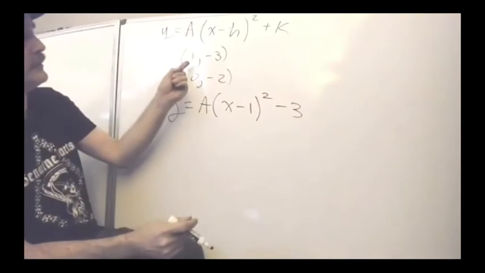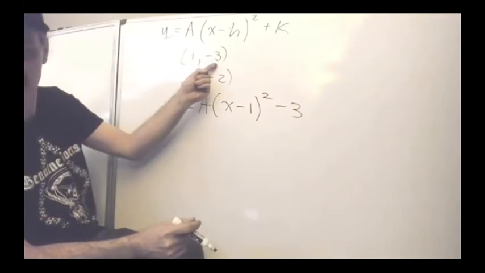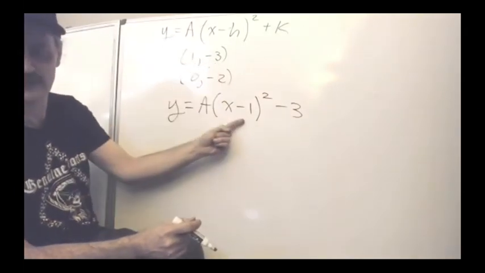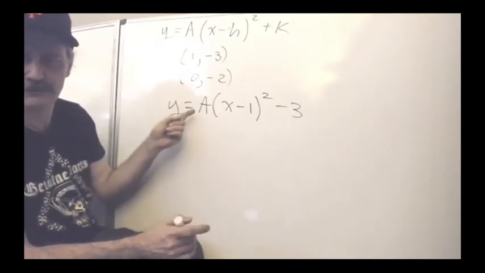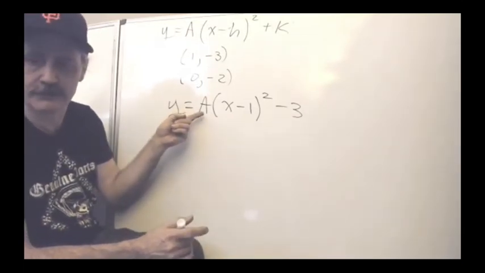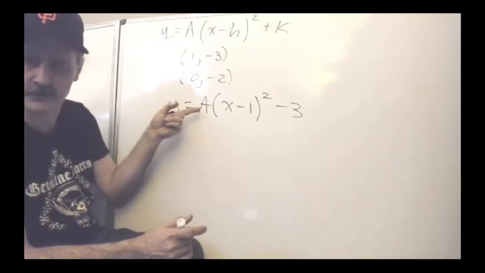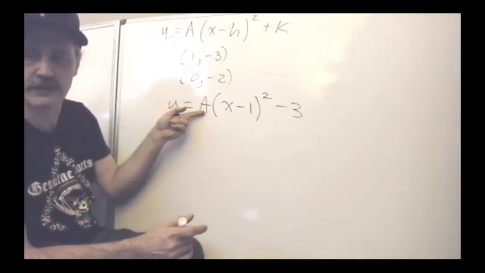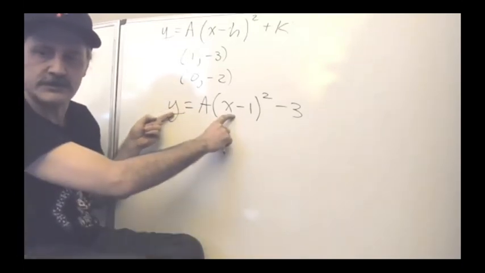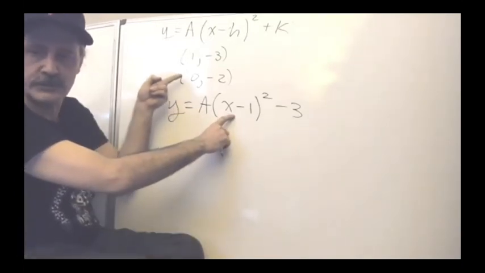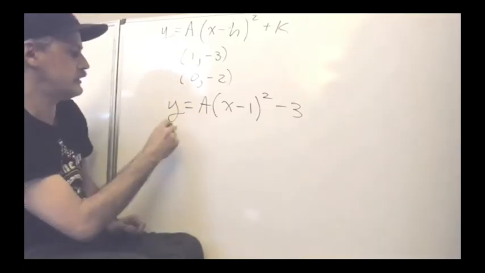So remember, the vertex shifted to the right 1 and then down 3. Another way of thinking about that. Now we got to find A. Now there's another way to find A I'll point out in a second. But at the worst case scenario, find another point on the graph, replace the x and y with that point, and solve for A. So that's what we're going to do here. Replace the x and y with 0 and -2, and solve for A.